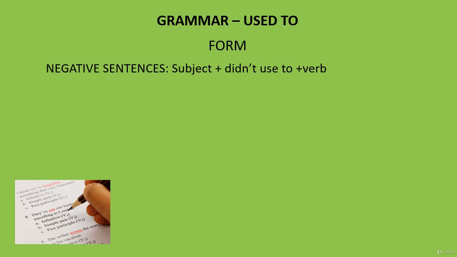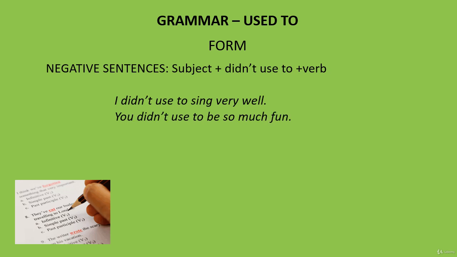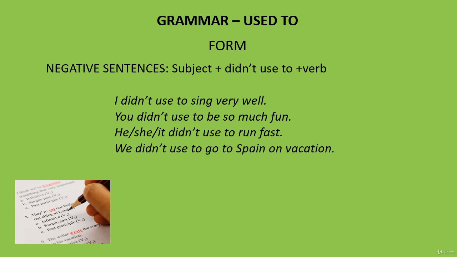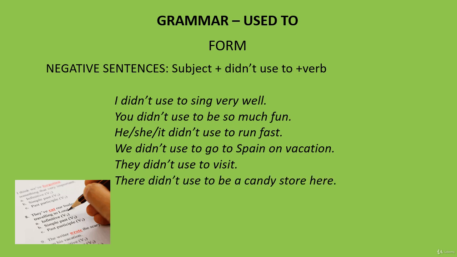The negative of used to is like this. Subject plus didn't used to plus verb. I didn't used to sing very well. You didn't used to be so much fun. He, she, it didn't used to run fast. We didn't used to go to Spain on vacation. They didn't used to visit. There didn't used to be a candy store here. Again, this is like past simple. Notice there's no D on the end of use.